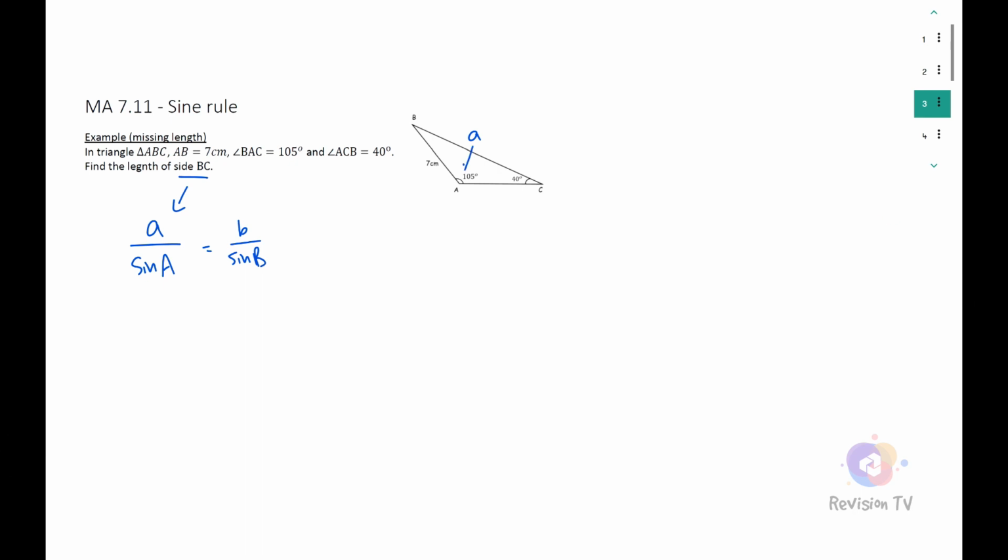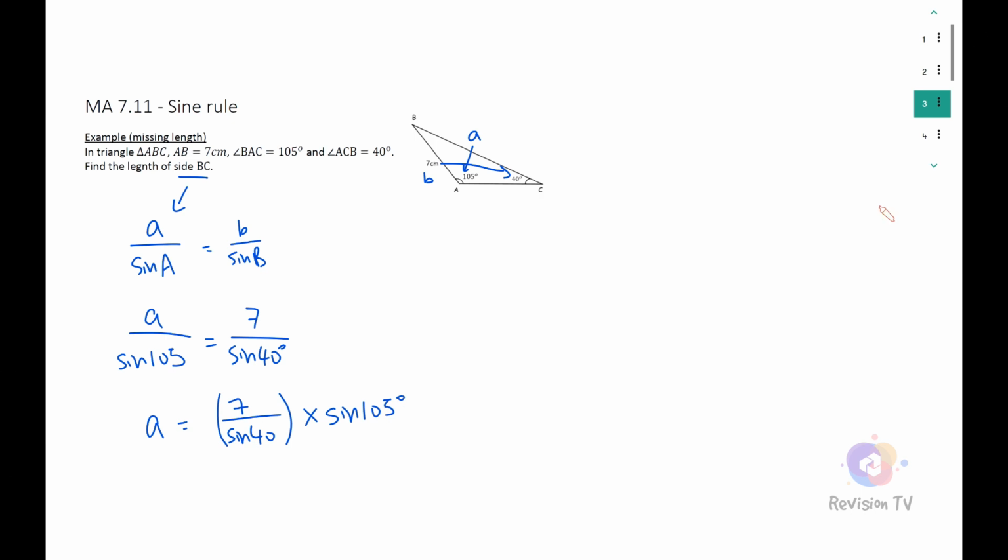So a, opposite that one, and my b is 7 centimeters, so that would be my b, and that's opposite that angle. So my a is unknown. My sine A is sine 105 degrees, equal to b, 7 centimeters, over sine 40 degrees. Next, to find a, I can multiply the denominator to the right hand side. So a equals 7 over sine 40 degrees, bracket, times sine 105 degrees.